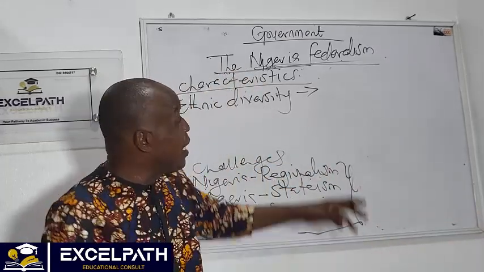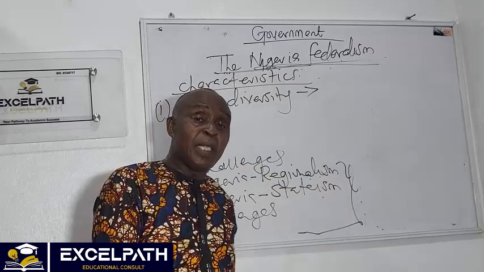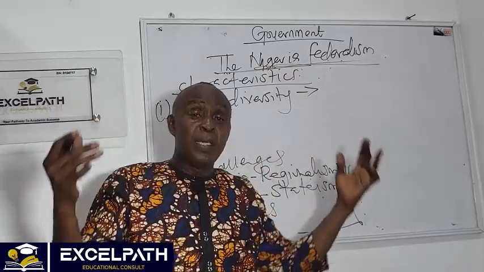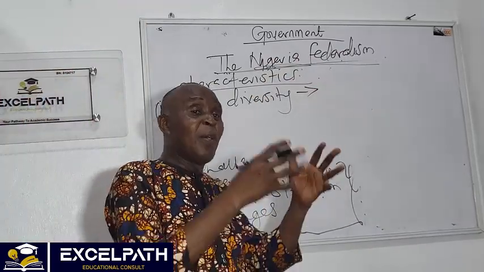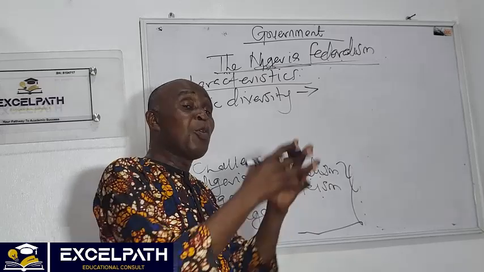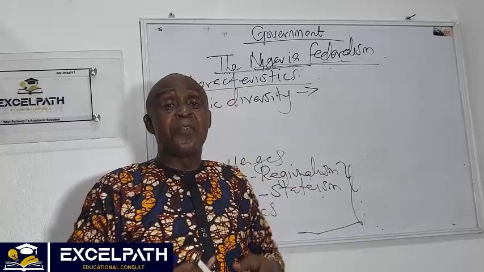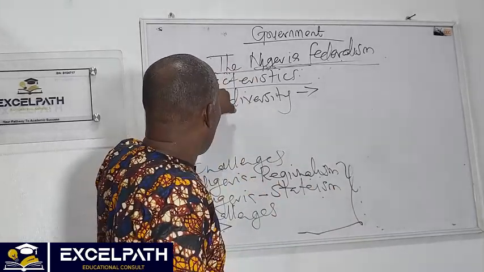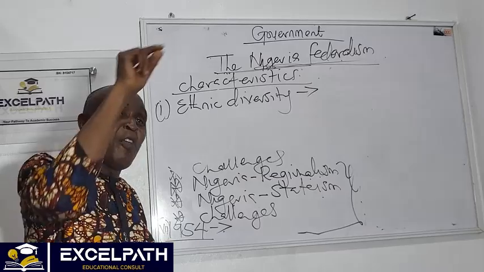Let me break it down again: federalism is like a duplex. Unitarism is like a self-contained or a room and parlour self-contained. A duplex can contain both the nuclear family and the extended family, so everybody can be in their various apartments without any issue. But you cannot use that system for a room self-contained or a room and parlour self-contained, because of course it will lead to crisis. So I hope I'm communicating. Now, one of the characteristics of federalism is what? Ethnic diversity. Yes, that is how to know a federal state.